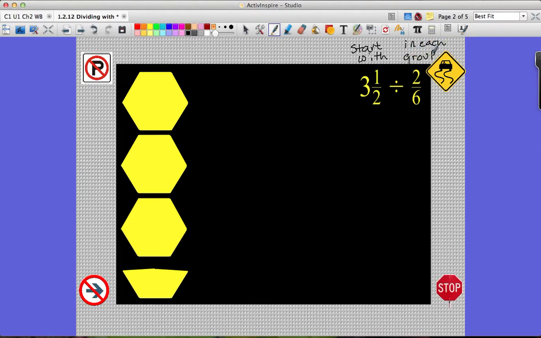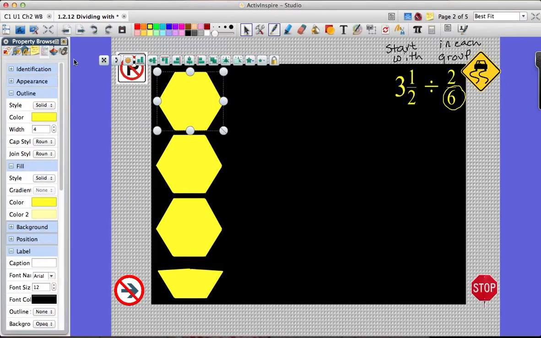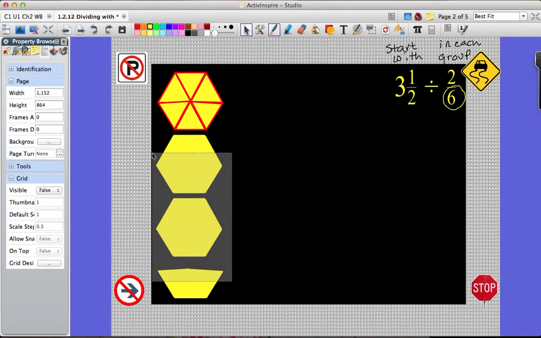So we are going to start with 3, and for this problem I'm going to use hexagons. I have 3 full hexagons and 1/2, just like I have here. So I'm starting with the correct amount. Now, because I want to divide this into groups of 2/6, I need to split each of these into 6ths, because that's my denominator. When I do that, I'm now breaking this down into 6 triangles, because 6 triangles put together make a hexagon. Okay, so we'll do this for all of them.